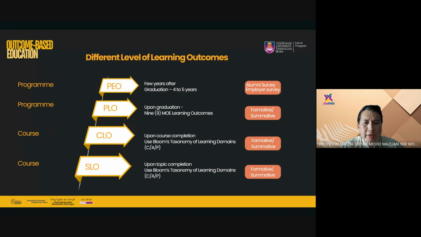So how do we assess that the student has achieved the learning outcome? Definitely from the formative and summative assessment. I will be talking about formative and summative assessment later on. What does it really mean? We will look into our document as well.